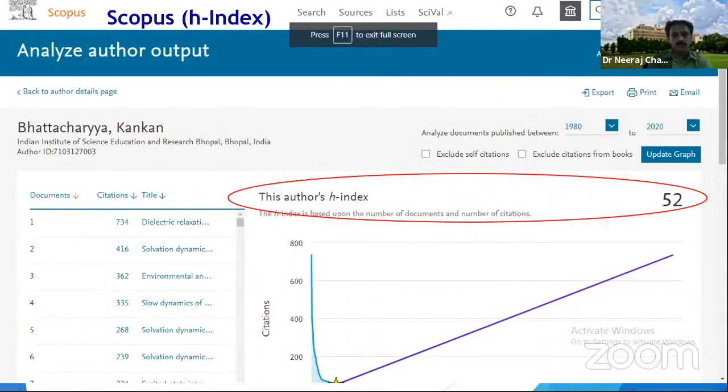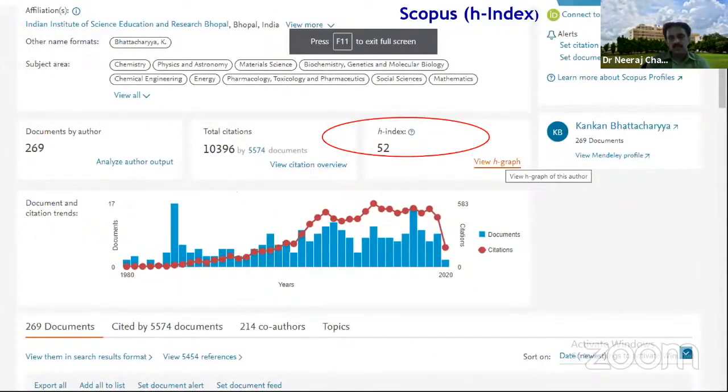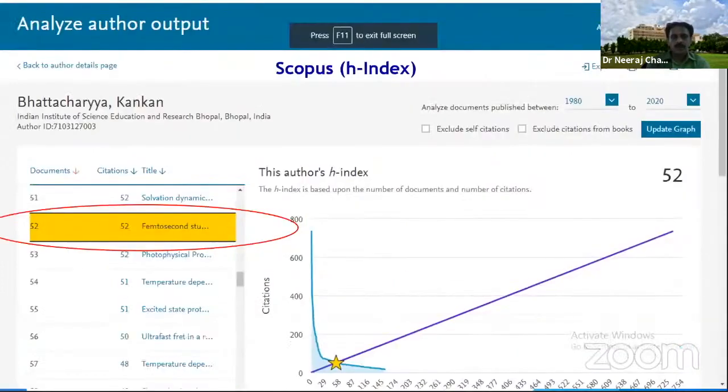This is an example, a screenshot from the Scopus database. You can see this author has an H index of 52. He has published about 269 papers and received about 10,300 citations. His H index is 52 because you can see this yellow line: his 52 papers have received at least 52 or more citations. Because of that, his H index is 52.